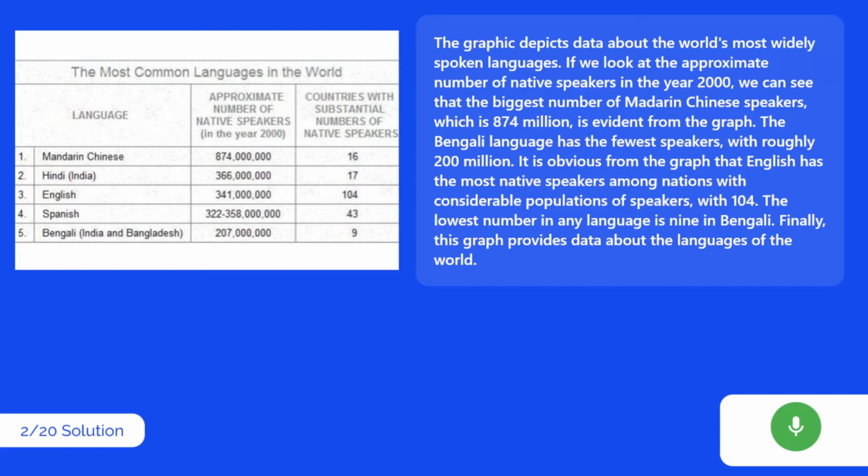It is obvious from the graph that English has the most native speakers among nations with considerable populations of speakers, with 104. The lowest number in any language is 9 in Bengali. Finally, this graph provides data about the languages of the world.